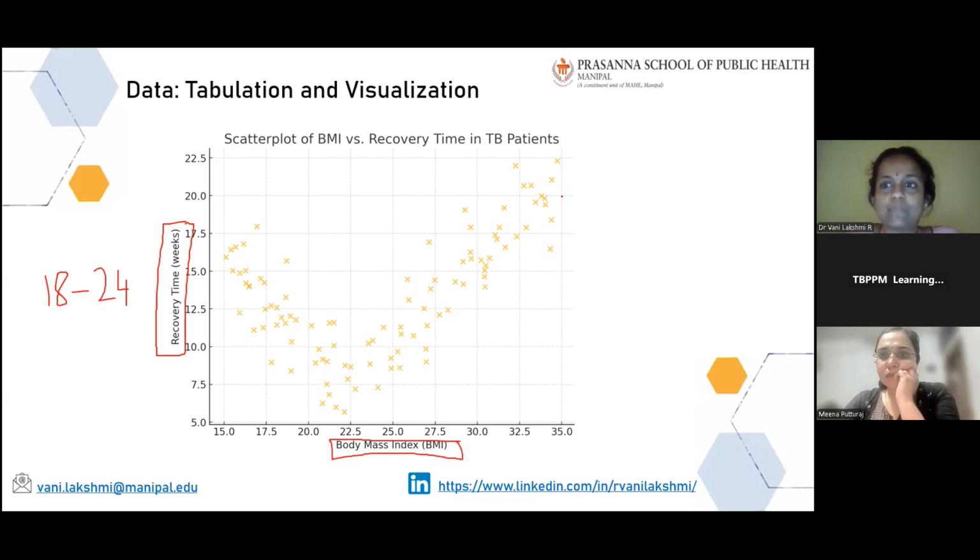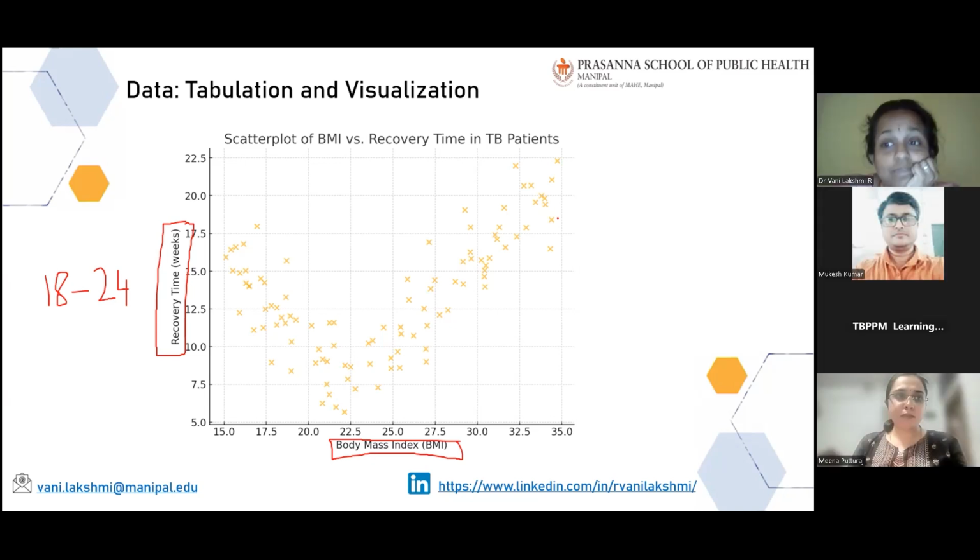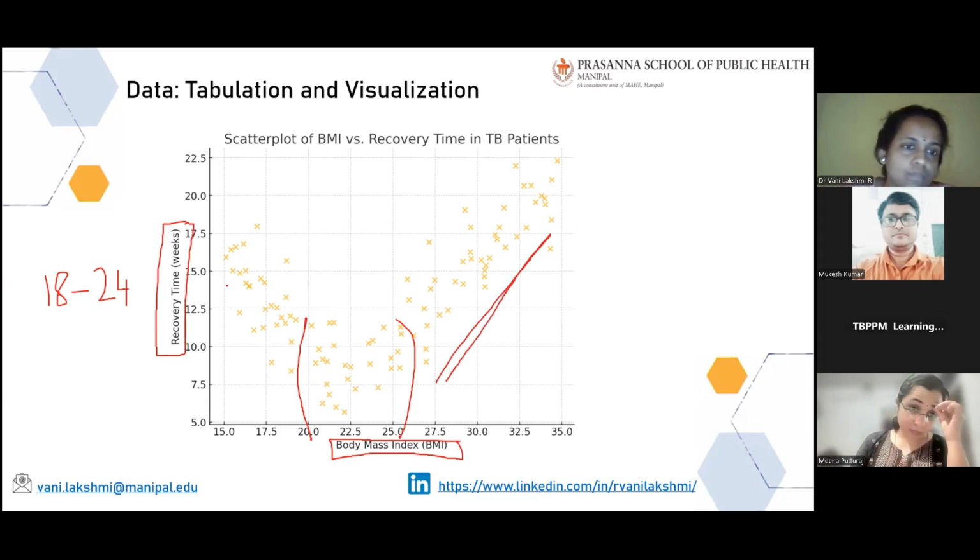What is the interpretation? Ma'am, in this slide, we can see the recovery of patients and how much change comes in their BMI. Through it, we can understand the quick recovery. Yes. So what we see is, you look at this range, healthy people.